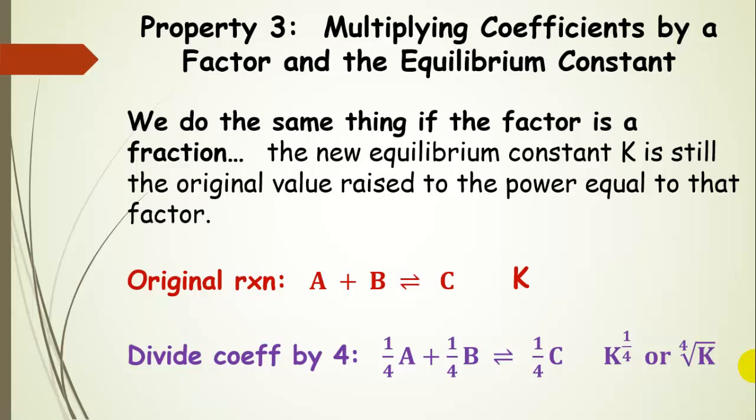And that works the same way regardless of whether it is a whole number like we just saw or a fraction. So for instance, if we divide all of the coefficients by 4, which is the equivalent of multiplying each one by 1/4, then the equilibrium constant for our new reaction is going to be the equilibrium constant K to the 1/4 power, or the 4th root of that. So you can write it either way.